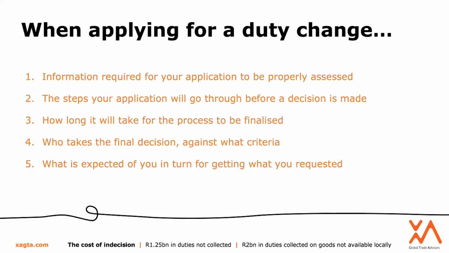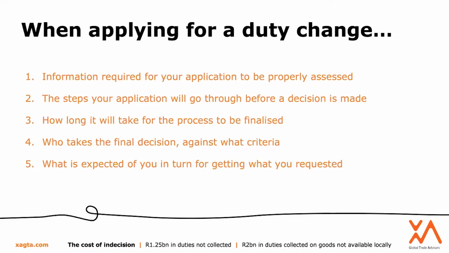So the first is everything you need to know about your application and how it will be assessed should be easily available. You need to know what steps your application will go through before a decision is made. You need to get some sense of how long it will take for the process to be finalized. You need to know who takes the final decision against what criteria, and if there's anything expected of you in turn for getting what you requested, you should know what that would be up front. Now, on all 5 of these criteria, we have various degrees of failure.